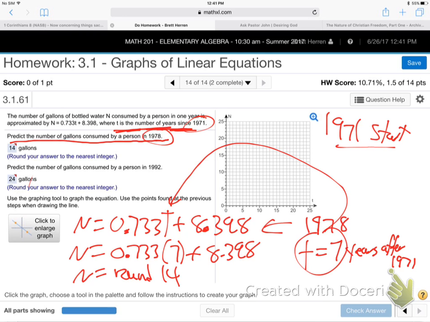So when they say 1978, I subtract those, what's that, 7. So they're saying, we want to know about 1978. What they're really saying is, take t equals 7, because that's how many years 1978 is after 71, and plug it into the formula and work it out. So it rounds to 14. That's how I got this answer right here. That means in 1978, the average person drank about 14 gallons of bottled water a year. It's going up with the years.